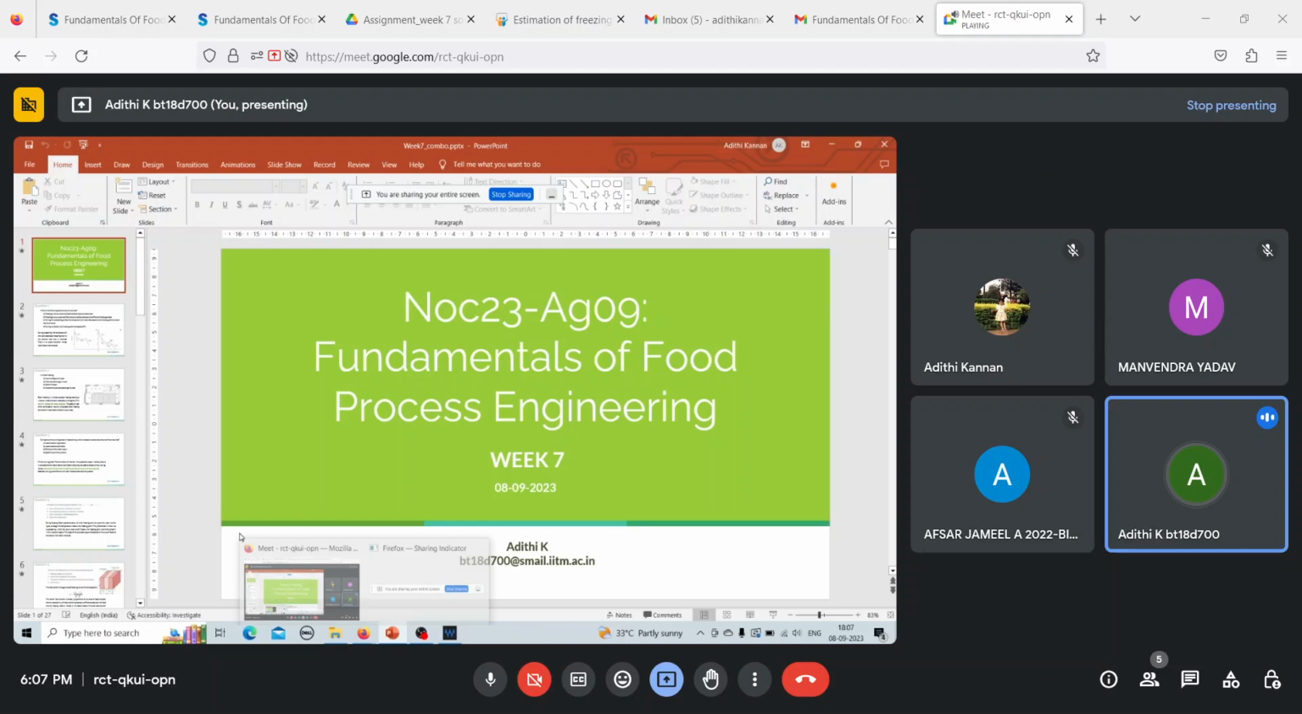So I am just substituting the values. The diameter was 7 centimeter, so the radius is 3.5 centimeters. I am converting it into meters, 0.035. EF is 3 and H is 50 watt per meter square Kelvin.